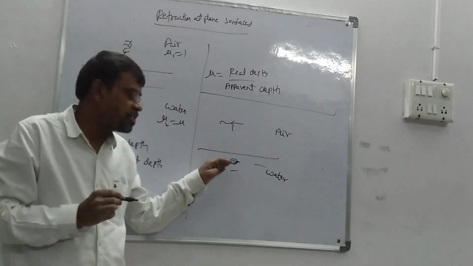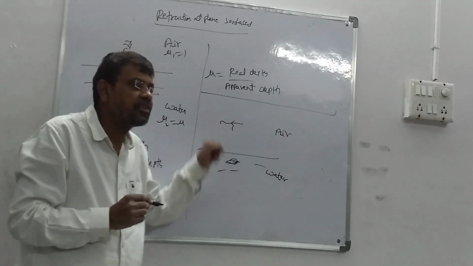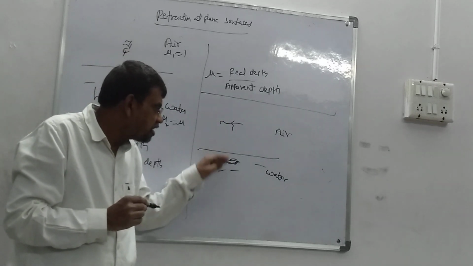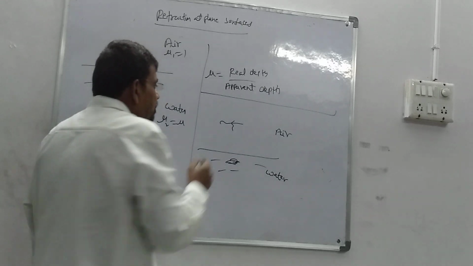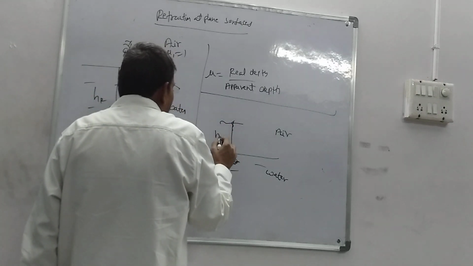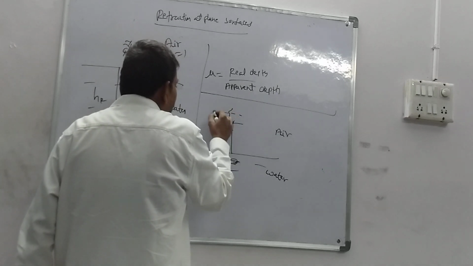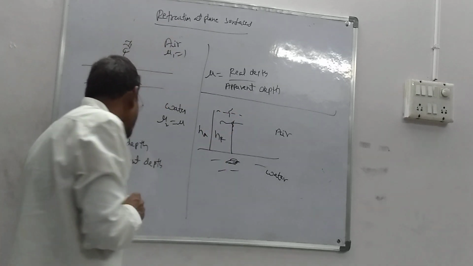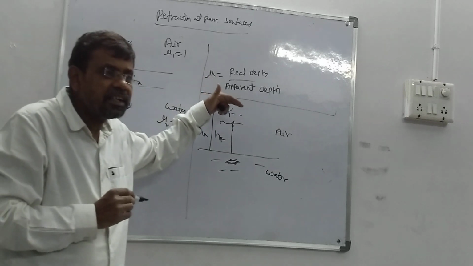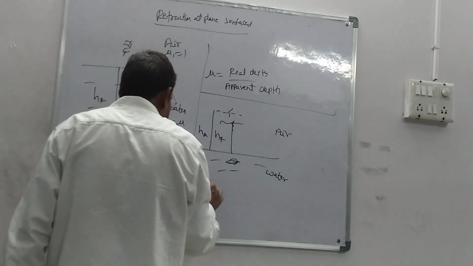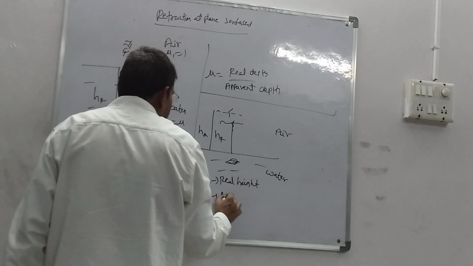Listen here once. For example, the fish is observing from the bottom. Anywhere you observe, consider the eye from the surface. That is very important. The fish is here. Anywhere, height is considered from the interface surface only. So this is the height of the object, called real height. It is appearing here, and this is the apparent height. In the water we take depth, in this one we take height. This is HR, real height, and this is HM, apparent height.